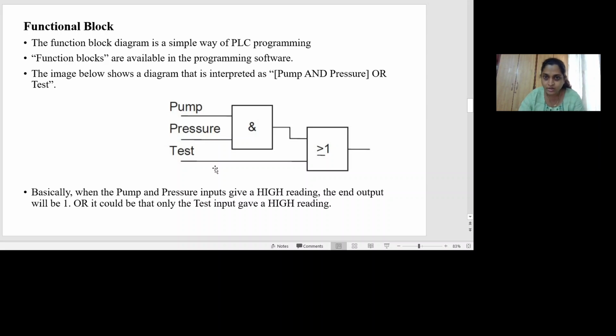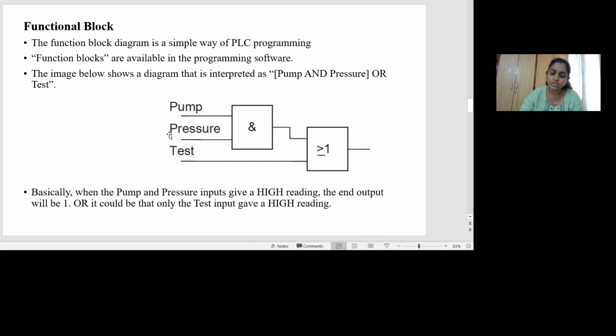And here you can see a pump and pressure or test. So like this, functional blocks will be defined. Here, the pump and pressure inputs will be ANDed together. That is, a logical AND operation is generated to produce the output at the first block, and this output will be ORed with the third input called test to produce the final output at the second block.